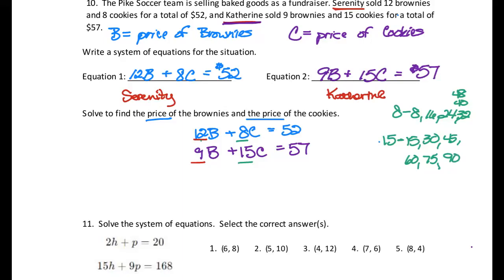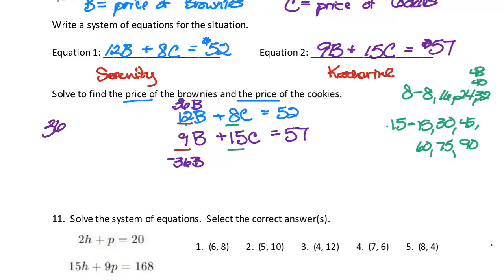I was going to go for 12 and 9 because 36 is the smallest number that both of those divide into. Are you okay if we do? Okay. So let's take 12B to a positive 36B. Let's take 9B to a negative 36B. And remember, we can't just make those be those numbers. We have to multiply. So what am I going to multiply 12 by to get 36? Times 3. So everything needs to get multiplied by 3.